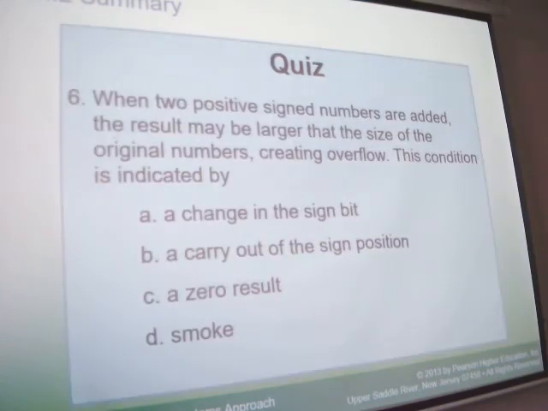When two positive signed numbers are added, the result may be larger than the size of the original numbers, creating overflow. This condition is indicated by a change in the sign bit. Yeah, A. The answer is A.